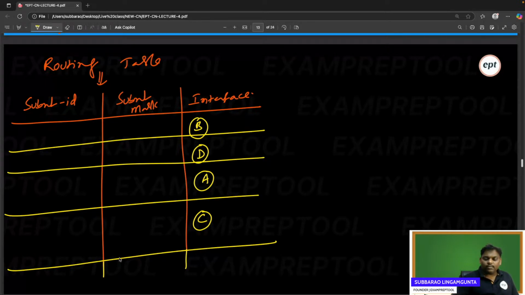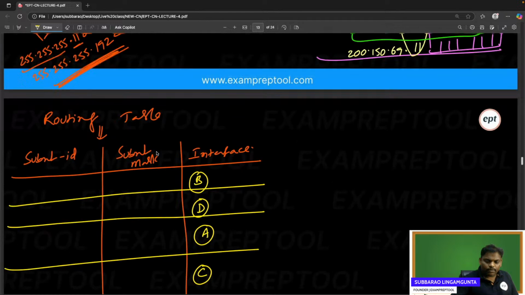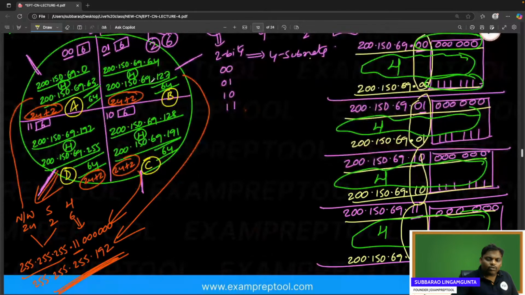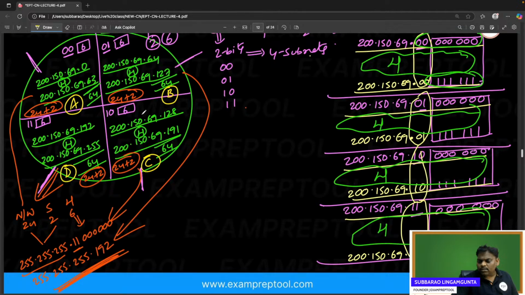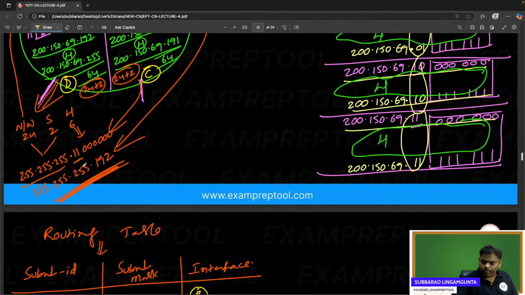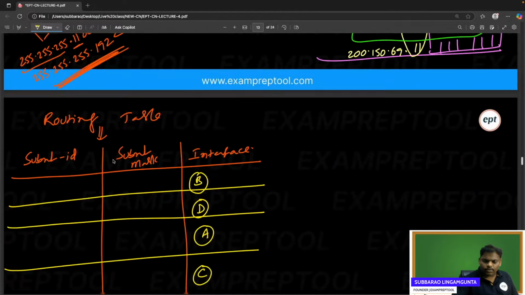Now see the answer, B. Everyone observe B. If you go to B, the range is 64 to 127. But all of them contain network part and subnet part of 26 bits. The subnet mask is the same. Let me check the subnet. So the subnet mask is the same: 255.255.255.192.